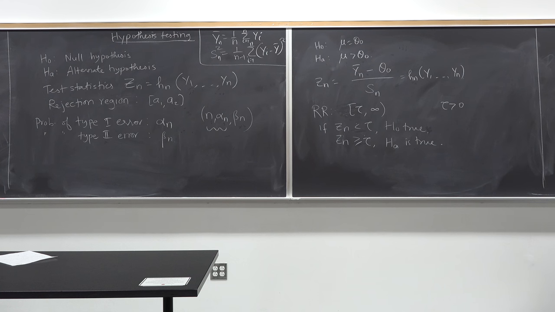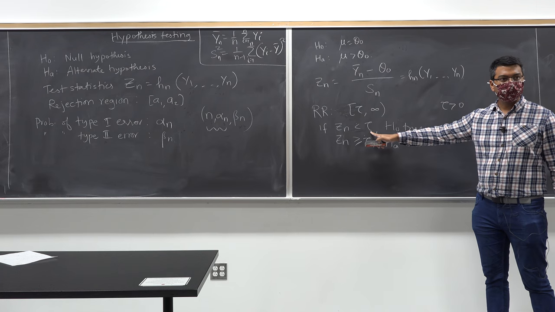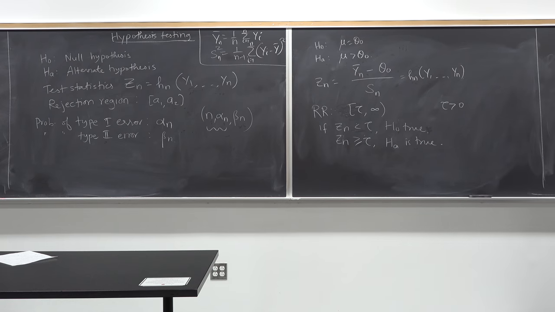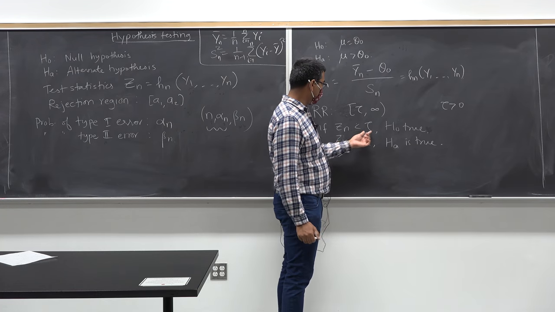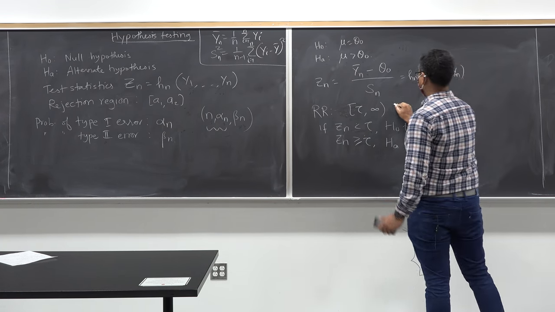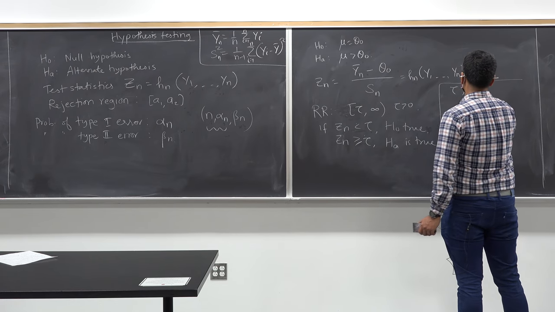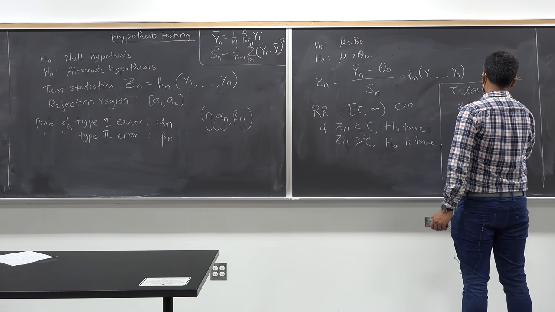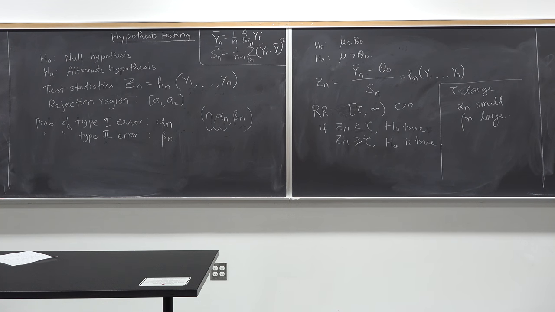In the first case, alpha has a low probability. Well, it depends on the value of tau. If I pick tau to be 100, then I'm almost always going to say that H naught is true. So the type 1 error is low, low probability. So if tau is a large number, greater than zero, alpha n is small and beta n is large.